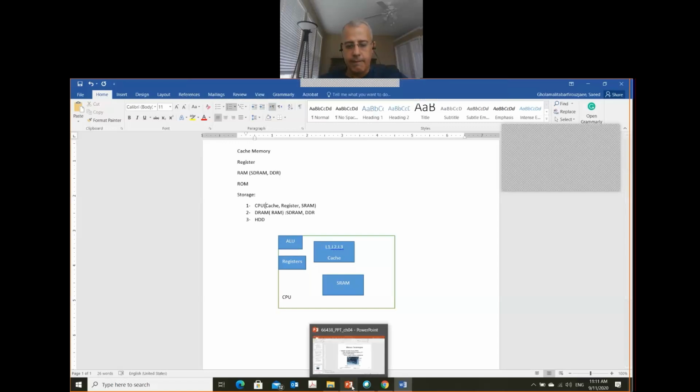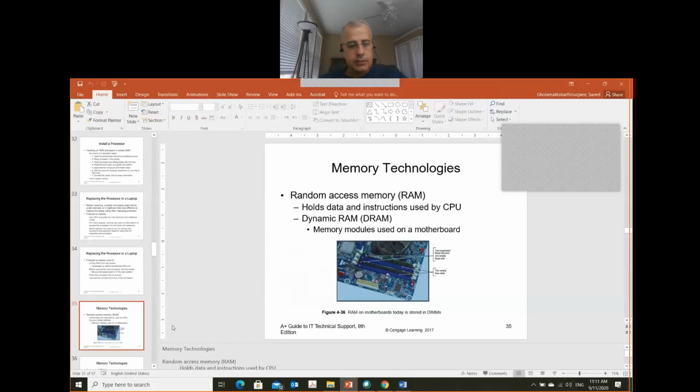All right. Let's move on to the PowerPoint, the slides. Okay, so we have random access memory, as I mentioned, located on the motherboard or mainboard. It can hold data and instruction used by CPU.